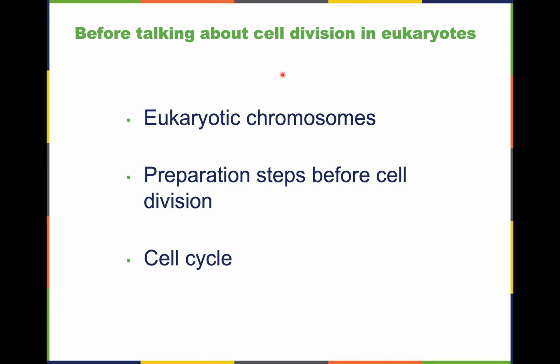Now, in order for us to understand cell division in eukaryotes, there's a number of different things first we need to cover. We have to talk about the eukaryotic chromosome and its structure. We have to talk about the preparation steps before cell division happens. And also we need to talk about the cell cycle, which I'm going to discuss in the next video.